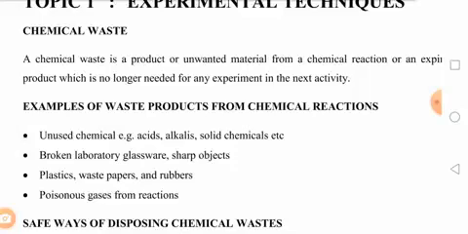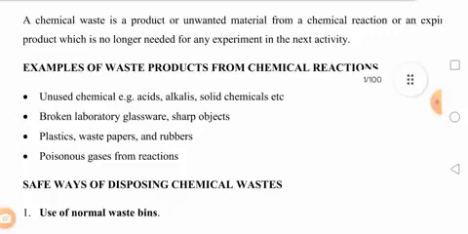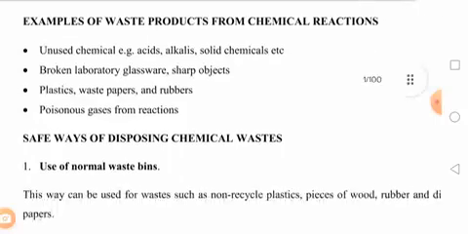It can be broken laboratory glassware, plastics, waste papers, and rubbers, and poisonous gases from reactions. Suppose you are doing a reaction and that reaction produces poisonous gases, or in that reaction you have produced products. Those that are unwanted are what you refer to as chemical waste.